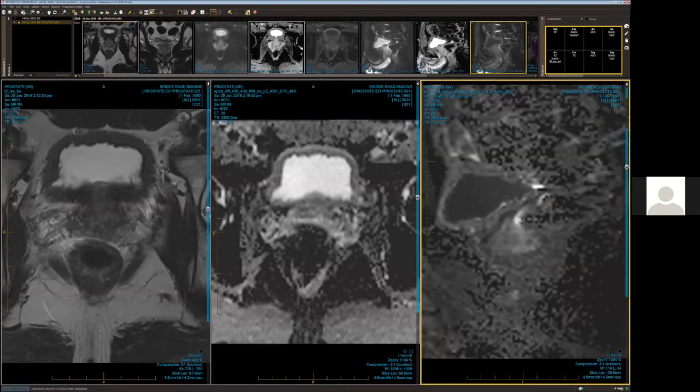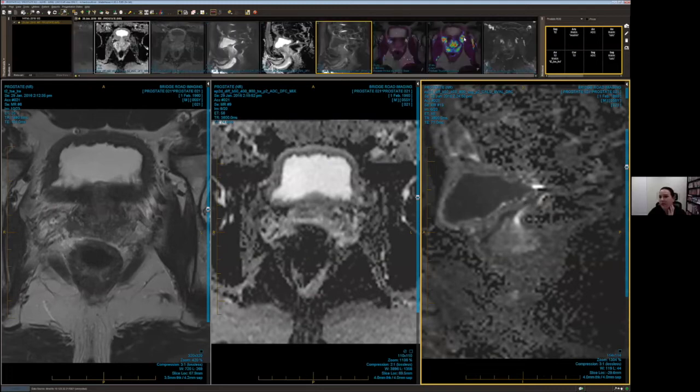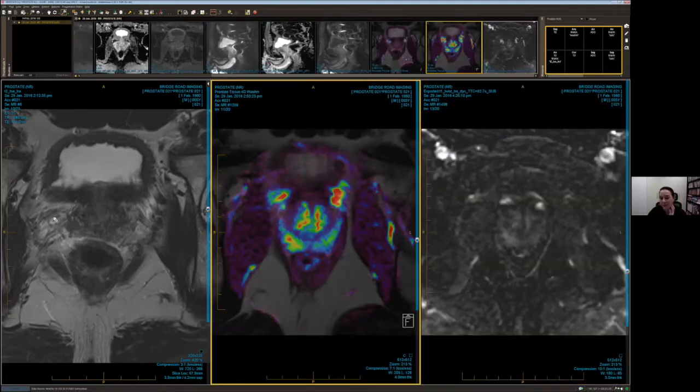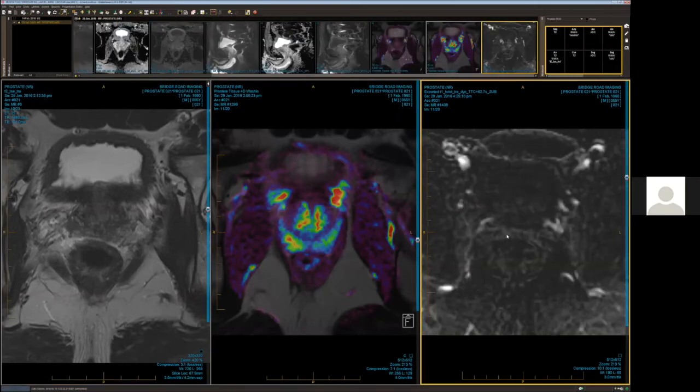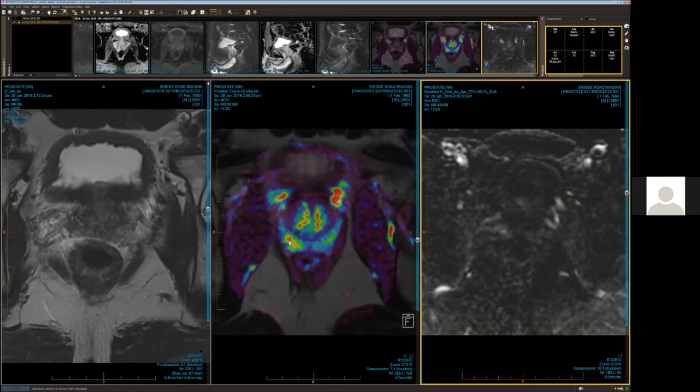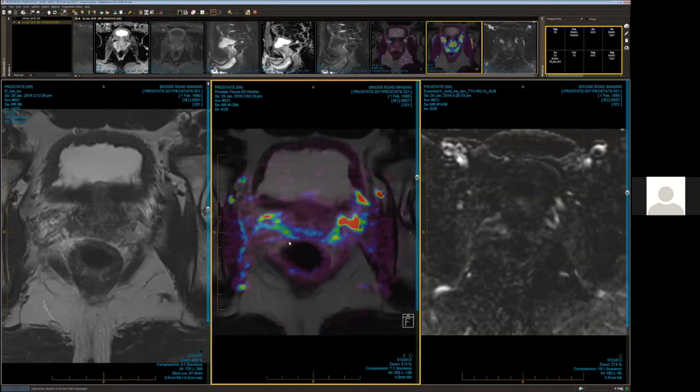This is an air-related artifact. That curvy linear bright signal is very typical of artifact. So that would be the only area that I would be concerned about. And I would go back to the colour. There is just a hint of enhancement here at the right base on the DCE. So I think the DCE is extremely useful in patients who've got rectal air.